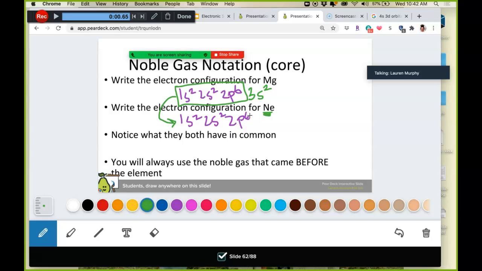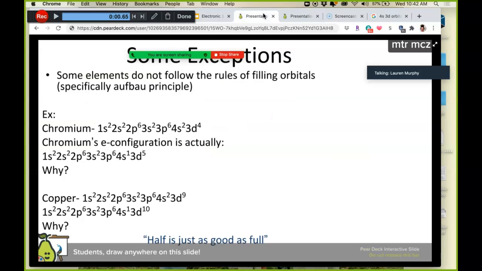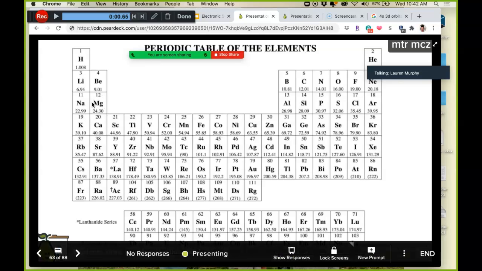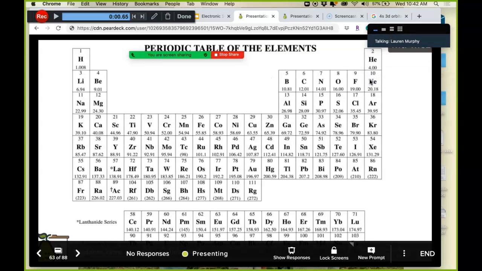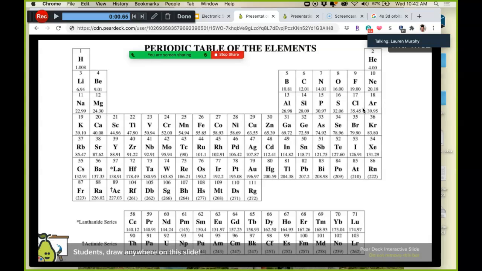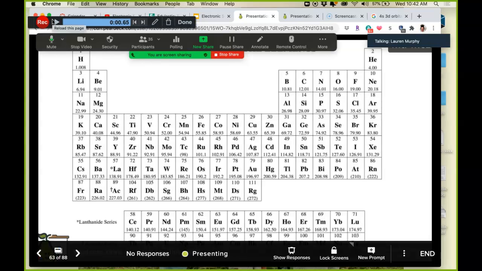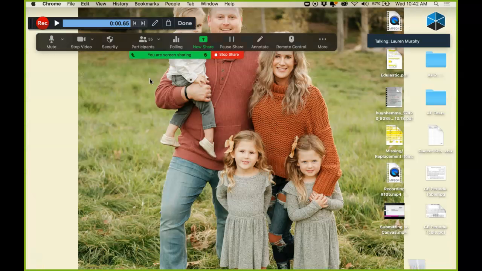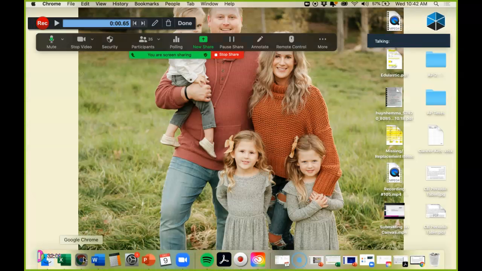What that means is, for noble gas notation, often referred to as a shortcut method, for this first whole part, I'm going to account for all of the electrons up until the noble gas neon. So if you were to look on your periodic table and find magnesium, the noble gas that comes before magnesium is neon. You cannot use the noble gas that comes after. It has too many electrons, okay? So the noble gas that comes before magnesium is neon.